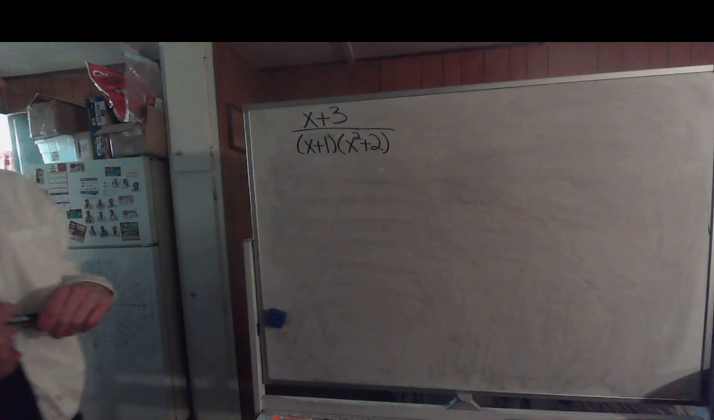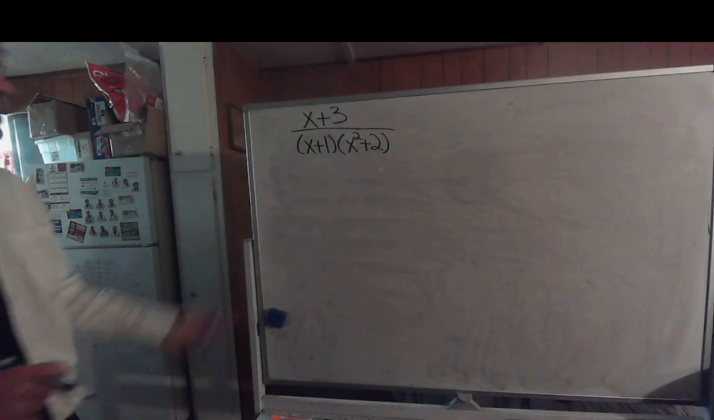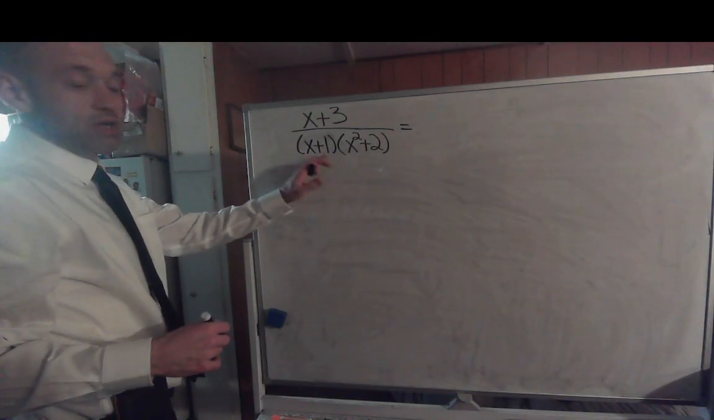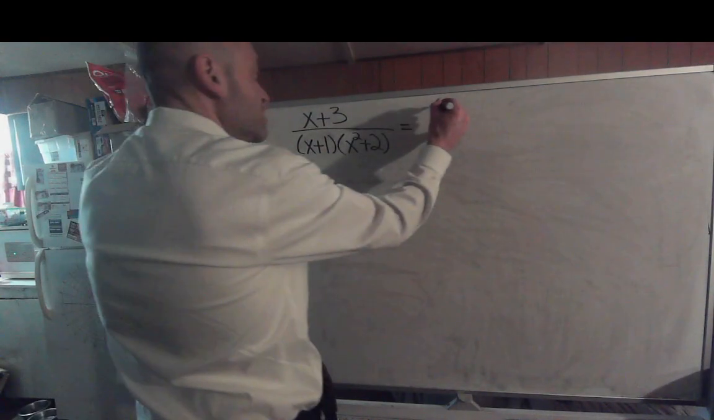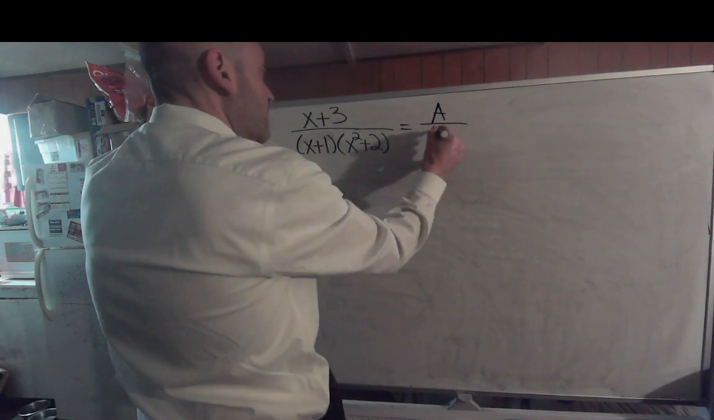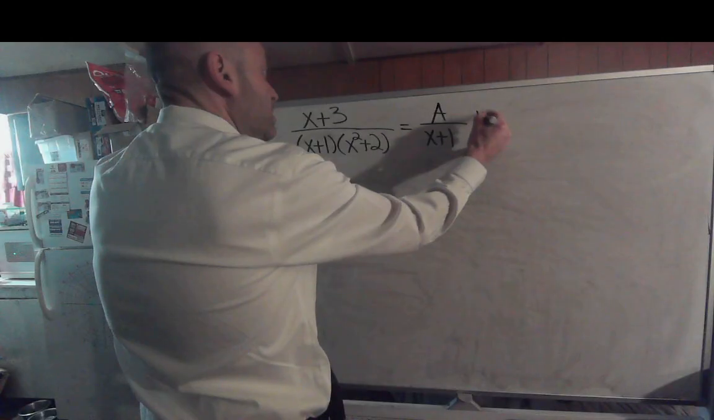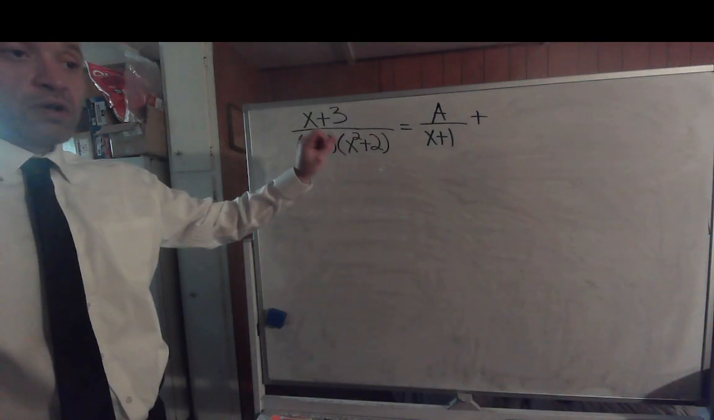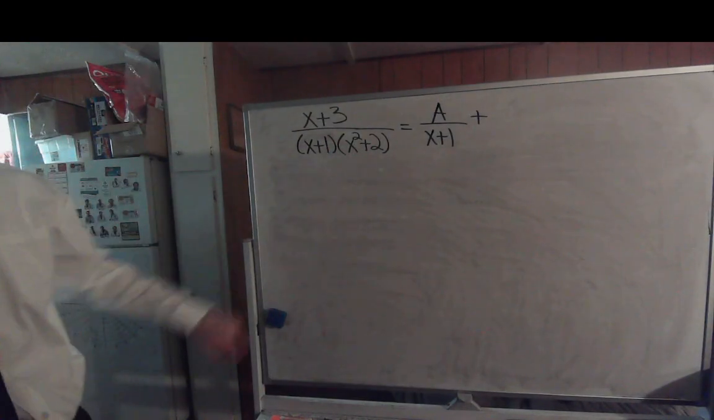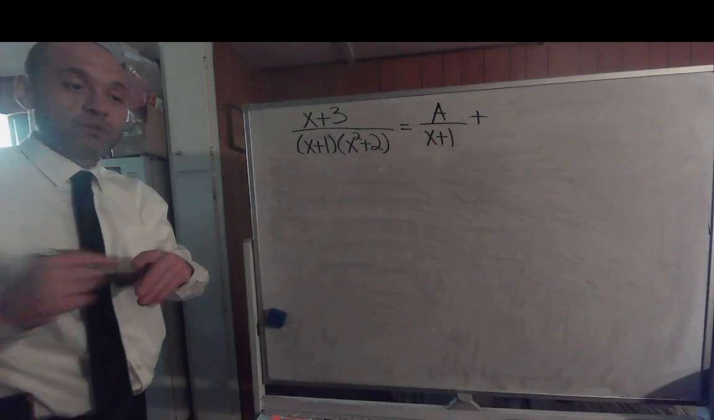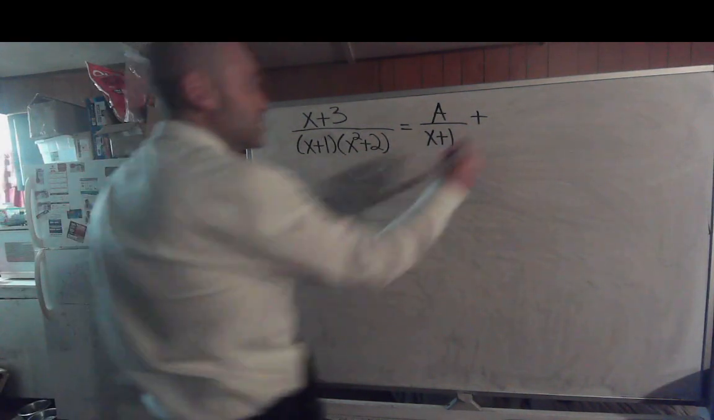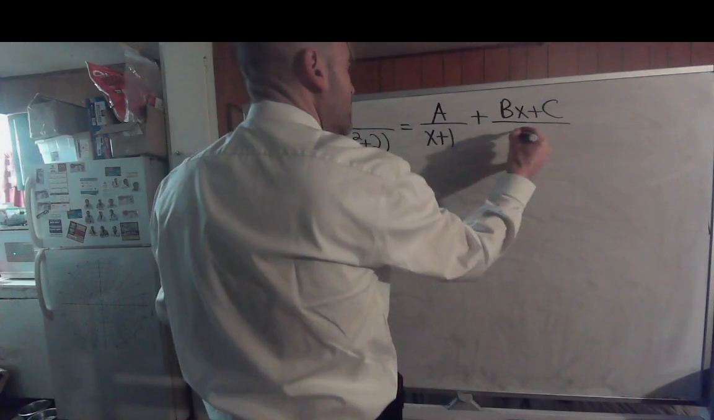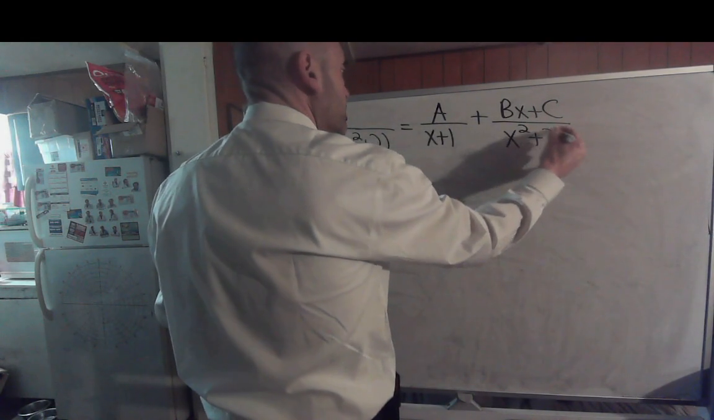Well, let's go ahead now and break this down. So first you're going to deal with a non-repeating linear factor. That would just be A over x plus 1, plus, now what I have to do for my unfactorable quadratic factor is my numerator should be exactly 1 degree less than the denominator. So this would turn into plus Bx plus C all over x squared plus 2.